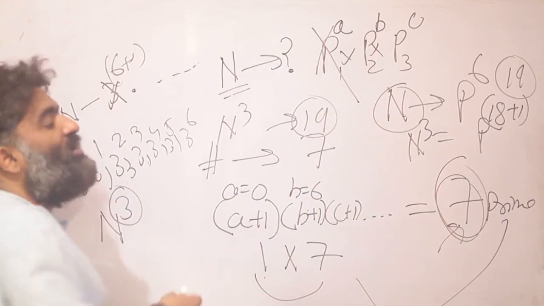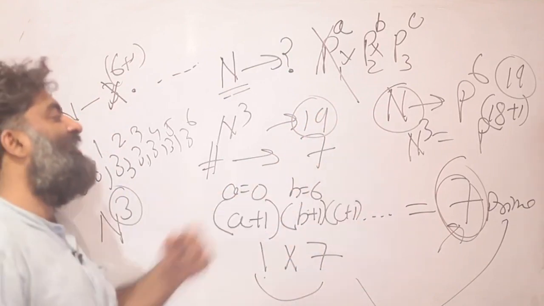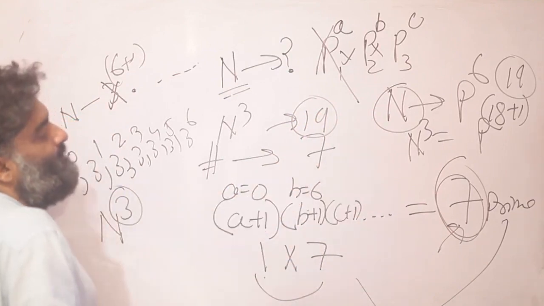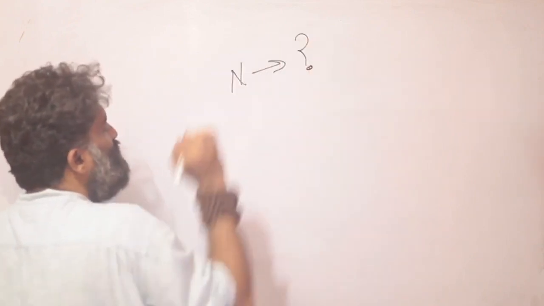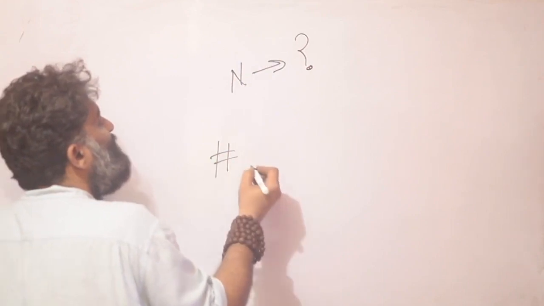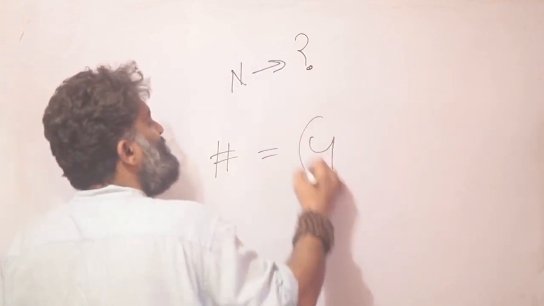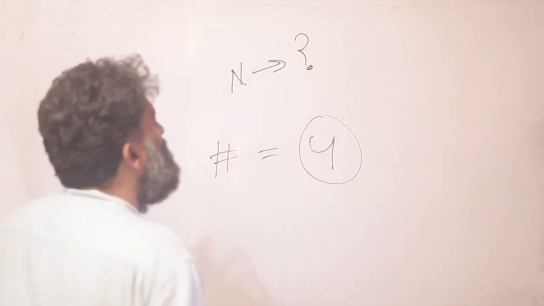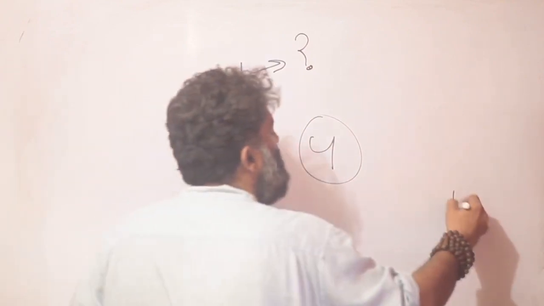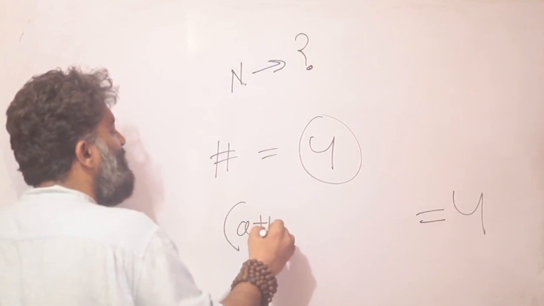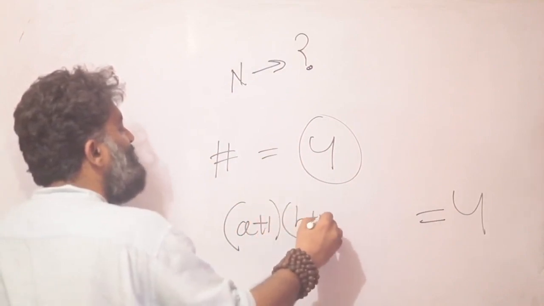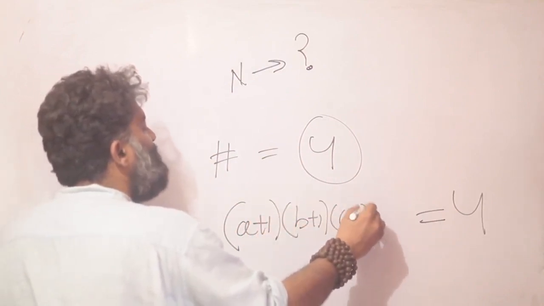So let's move to a situation where we are not so lucky with our number of factors. To make it a little more complicated, I give you the number n, you don't know, and I say the number of factors is 4. Let's keep it small and easy. So again the same process, I know the number of factors is 4. Where has it come from? It has come from (a plus 1) into (b plus 1), perhaps (c plus 1), etc.